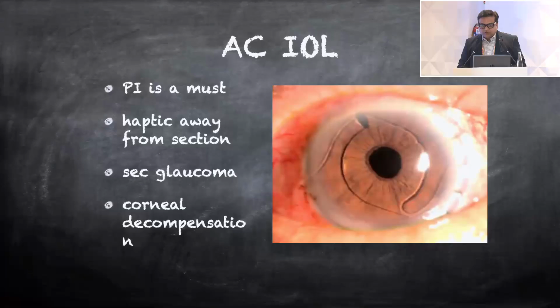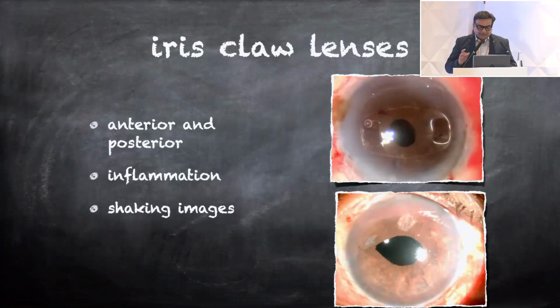For ACIOL, you need to have a lot of experience to place it, because this is associated with a lot of complications, including corneal decompensation, IOL haptic being stuck in your main section and causing endophthalmitis, and secondary glaucoma. All these things are very commonly associated with ACIOL. Iris claw lenses, as Somil already showed in the video and discussed, are associated with a lot of inflammation. A lot of my patients started complaining of a shaky image because of pseudophakodonesis. So I've stopped using this unless I don't have an IOL option in my OT on that day, only then I use this. Otherwise, I've stopped using it.